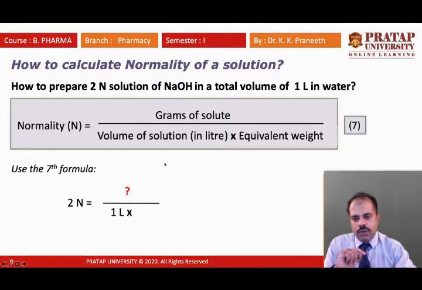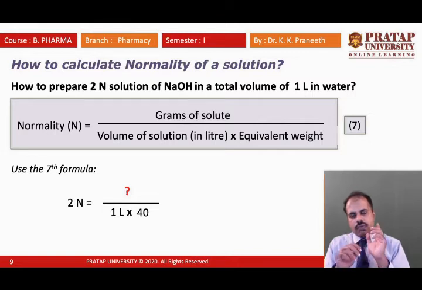Grams of solid we need to find out. Liter of the solution given in the equation is 1 liter, and the equivalent weight of the sodium hydroxide we already know, we already calculated today in the equivalent weight calculation, gram equivalent calculation, which is 40, right? There is only one replaceable OH minus ion in NaOH, so the molecular weight divided by 1 is 40. So molecular weight and equivalent weight are the same in the case of sodium hydroxide. So I have given here it is 40.